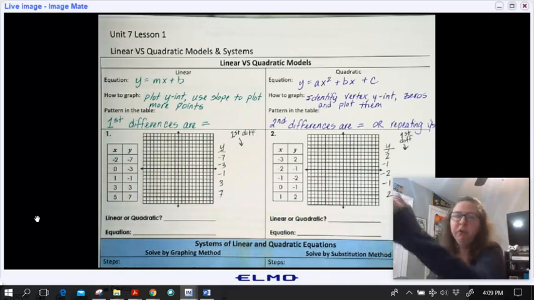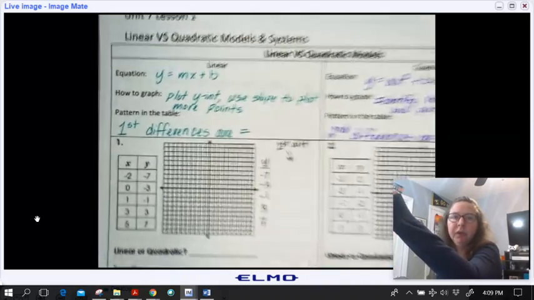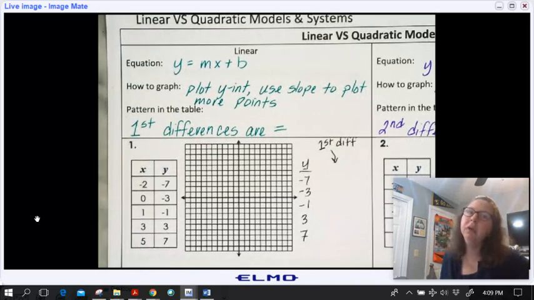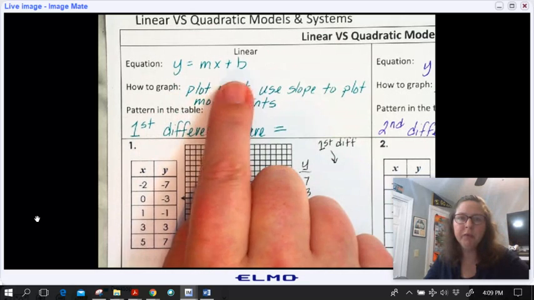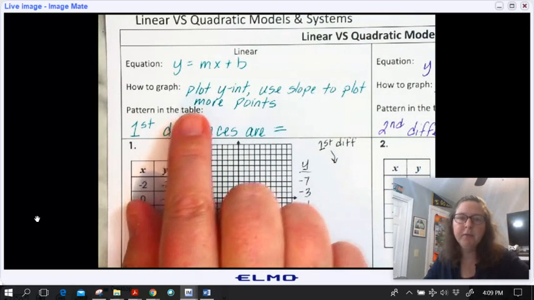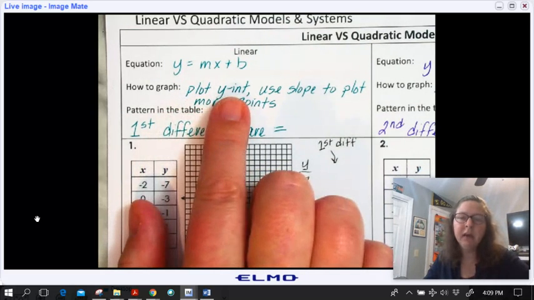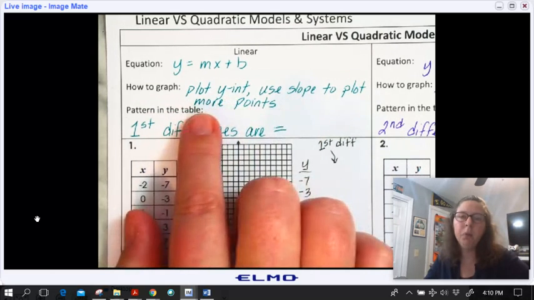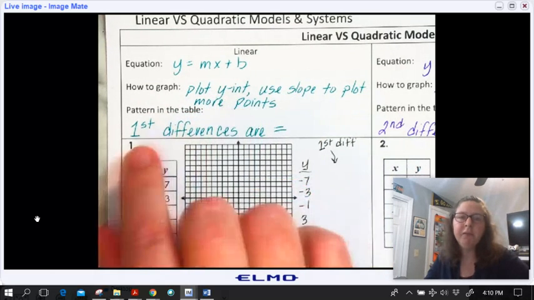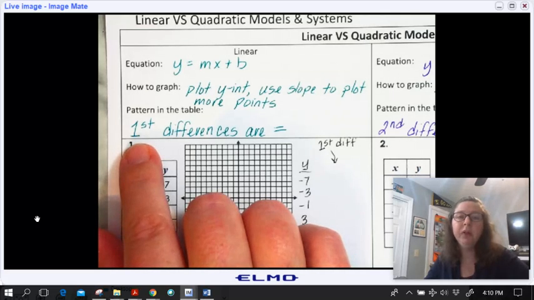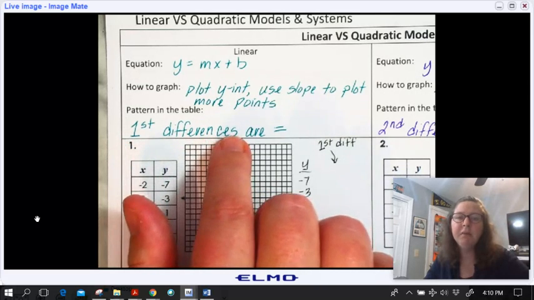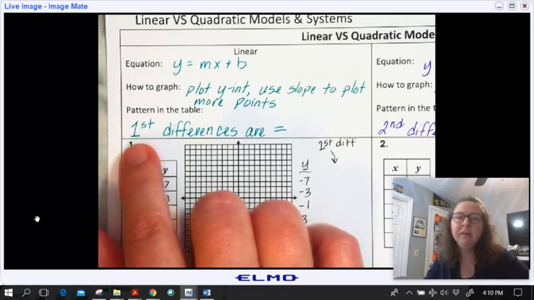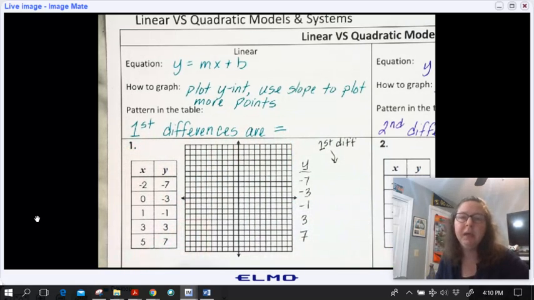Okay, so let me just zoom in so that you can see our review. So for a linear function, we have our y equals mx plus b, our slope-intercept form. How do we graph? Well, we're going to plot the y-intercept and then use the slope to plot more points. And if you want to determine just by looking at the table if it's linear without graphing it, you could take all the differences of the y values. If the first differences are equal, then it will be a linear function.